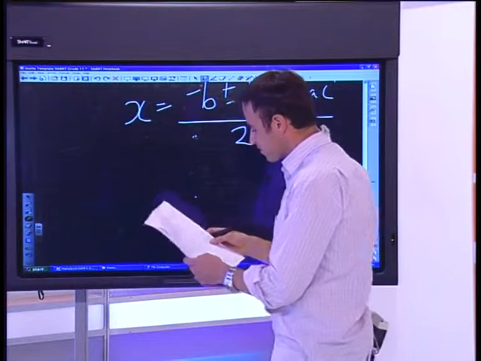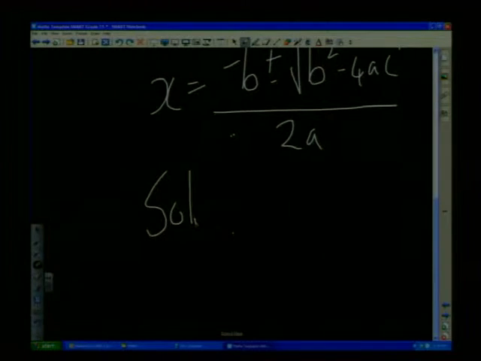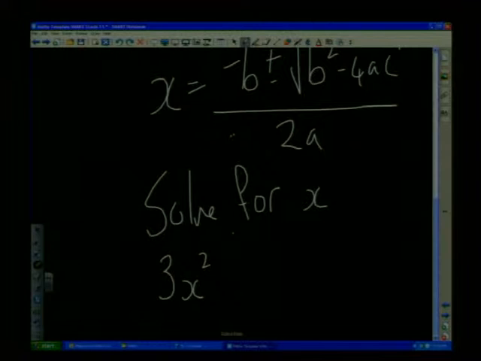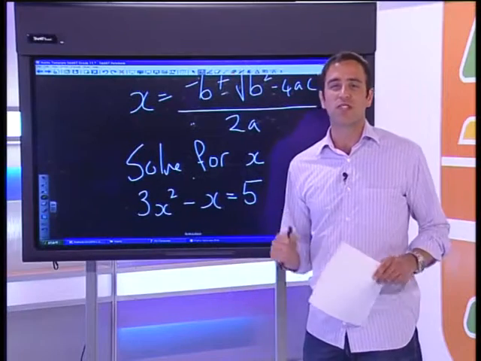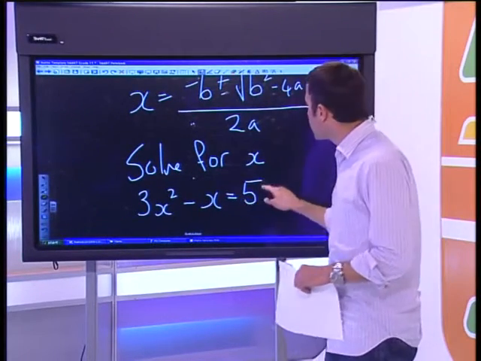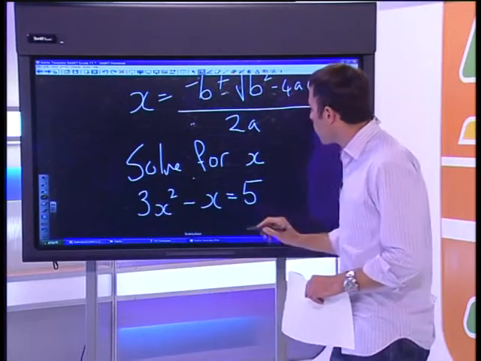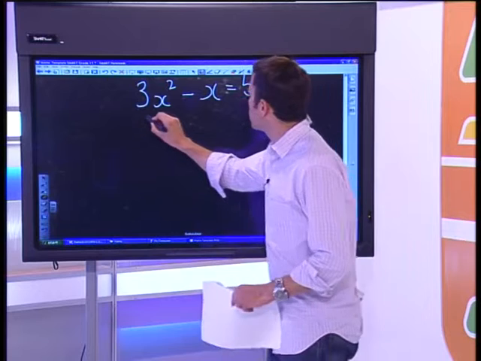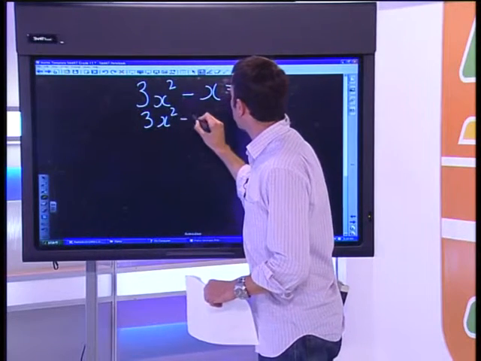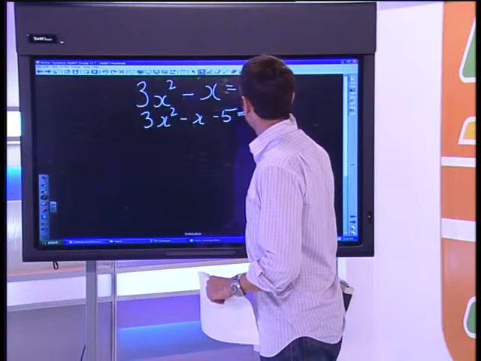So say I have: solve for x. Remember we are working with equations, solutions for x. And say I give you the equation 3x squared minus x equals 5. Okay? So what I'll notice is that this particular expression has all the makings of a quadratic. What I can do first is I can bring this guy over to the left-hand side, and what I'll end up with, let's extend this page, is 3x squared minus x minus 5 equals 0.